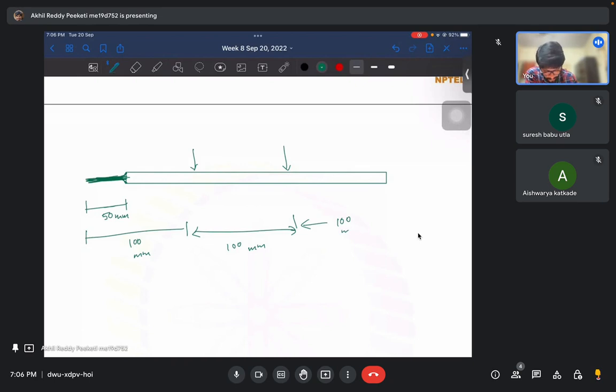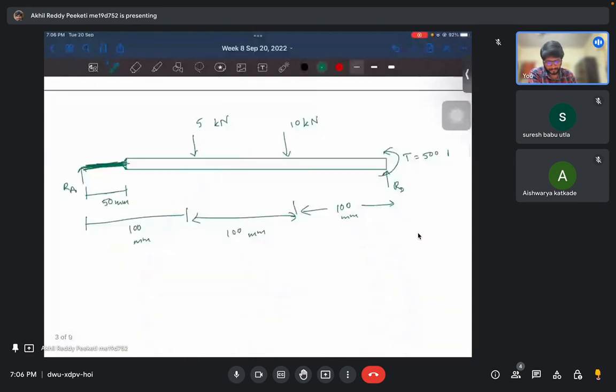Now these two points are simply supported, so there will only be a reaction force generated at these points. There won't be any torque because they are simply supported. Now this force is given as 5 kilonewtons, and this force as 10 kilonewtons, and the torque is given as 500 Newton meter.